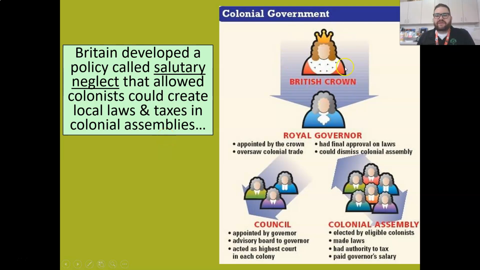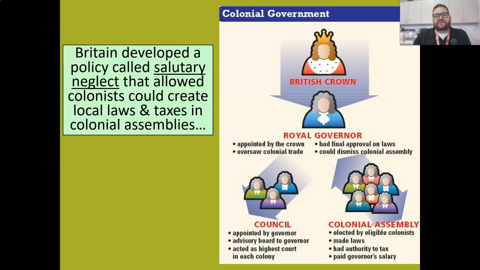So yes, there was still the British king. Then there was even a British governor. And this British governor, as you can see here, was chosen by the king, would watch over the trade. He would have the final say on the laws that the colonies passed. But ultimately, it was up to the people within the colonies to decide many of their local laws and taxes.